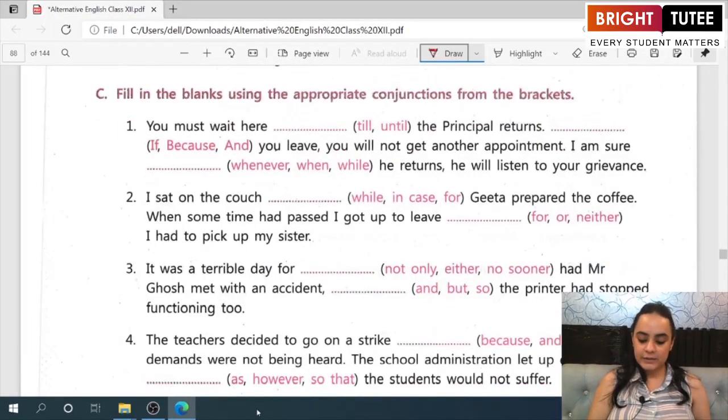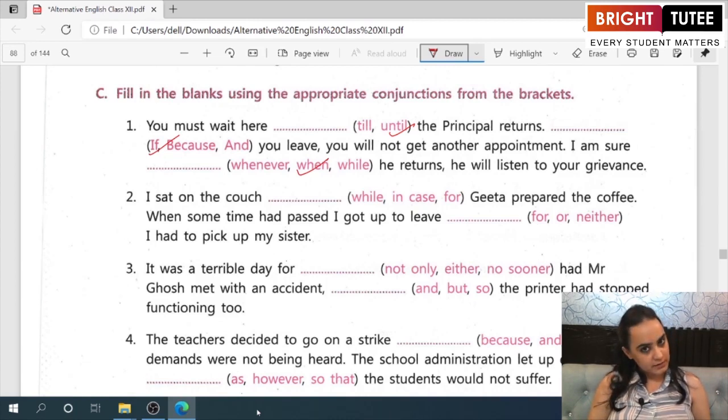Fill in the blanks using appropriate conjunctions in the bracket. Let us do the first one. You must wait here until the principal returns. If you leave, you will not get another appointment. I am sure when he returns, he will listen to your grievance.